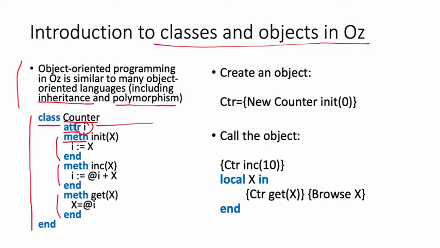The attributes are actually like cells. Internally, each of these attributes will correspond to a cell, so you can do reading and assignment. So for example, here's an operation that you can do. I gets the value of I plus x. So you increment I. Here, get x will just bind x to the value of I. So this is a simple counter object. Okay? So we can create this object and we can call the object. This is the object-oriented part of Oz. Let me show you very quickly how this works in the code.